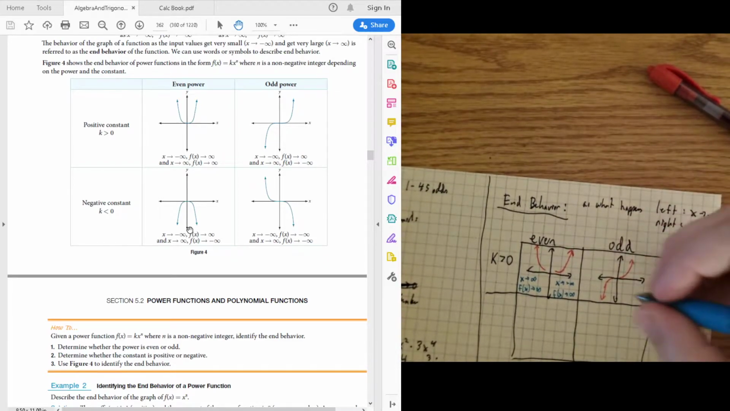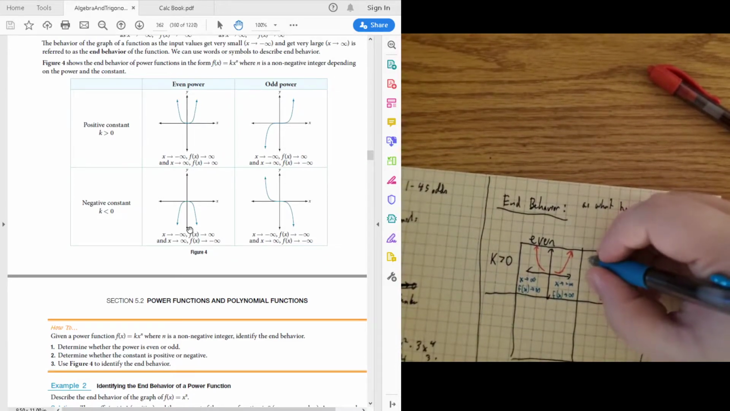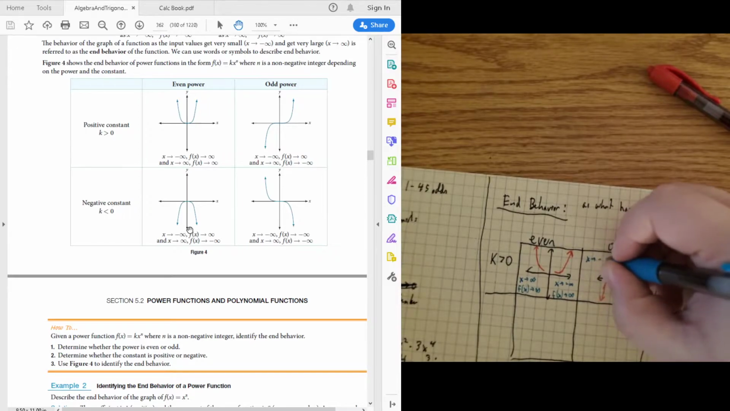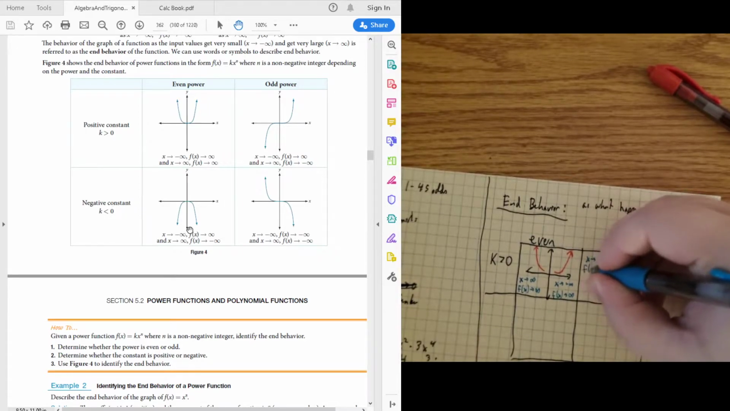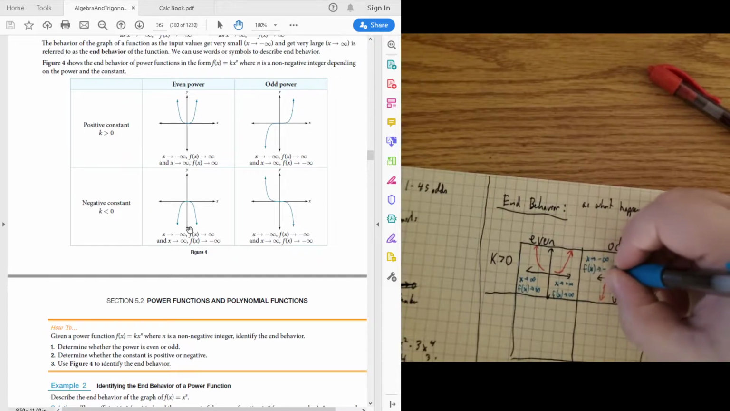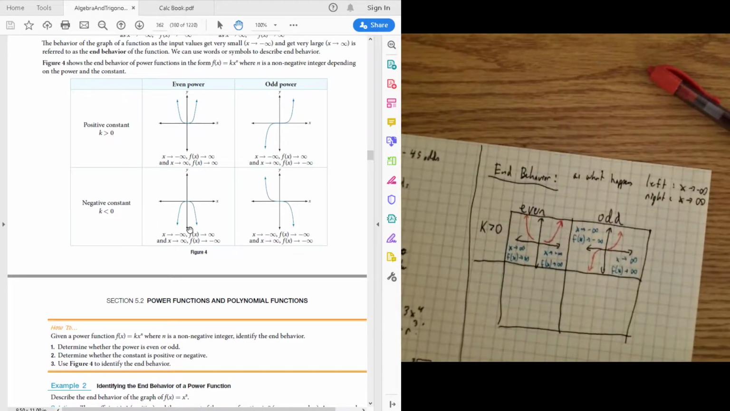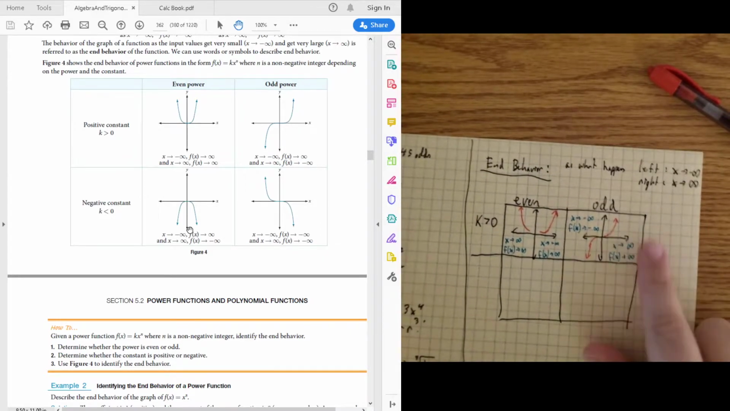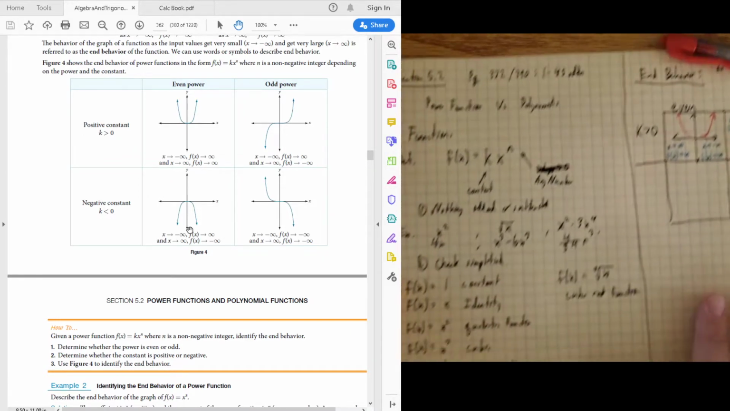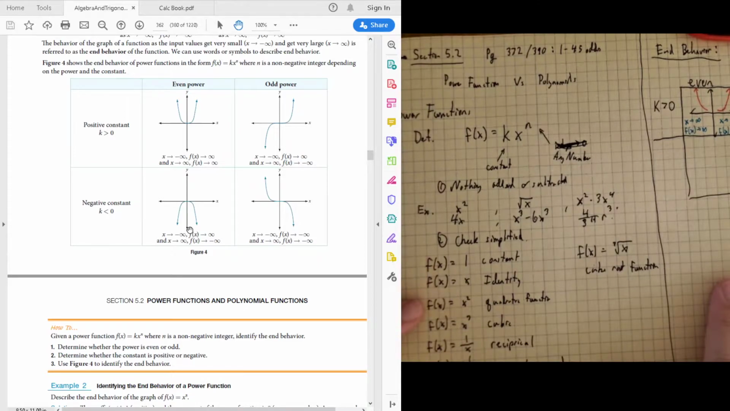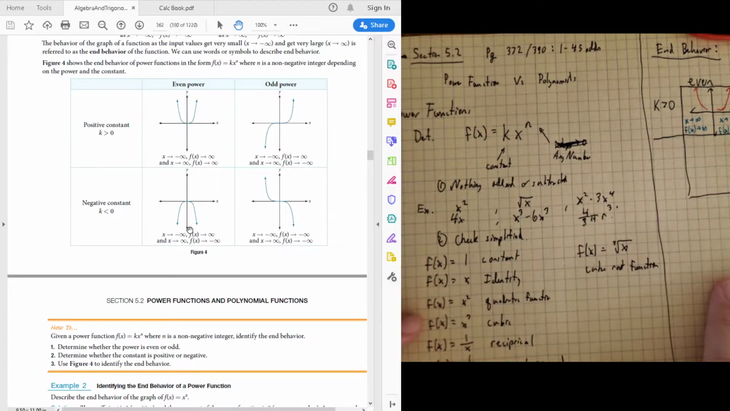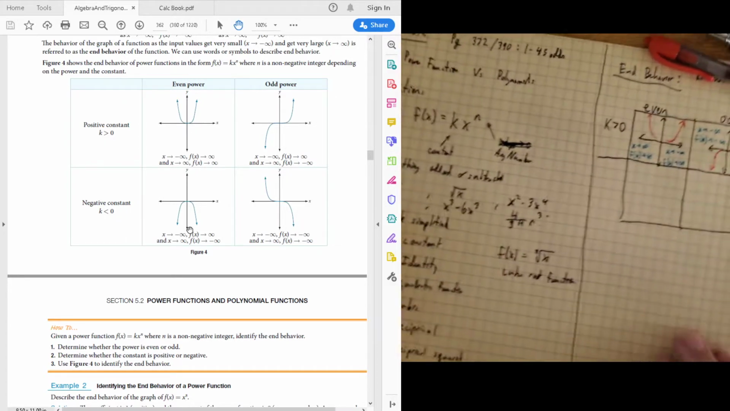On the other hand, the following happens on the other side. As x goes to negative infinity, f of x goes to negative infinity. As x goes to positive infinity, f of x goes to positive infinity. This is always the case if you have an odd function. So the constant function will do this. The cubic function will do this. The identity function will do this. These have odd powers, so they will always have this behavior.